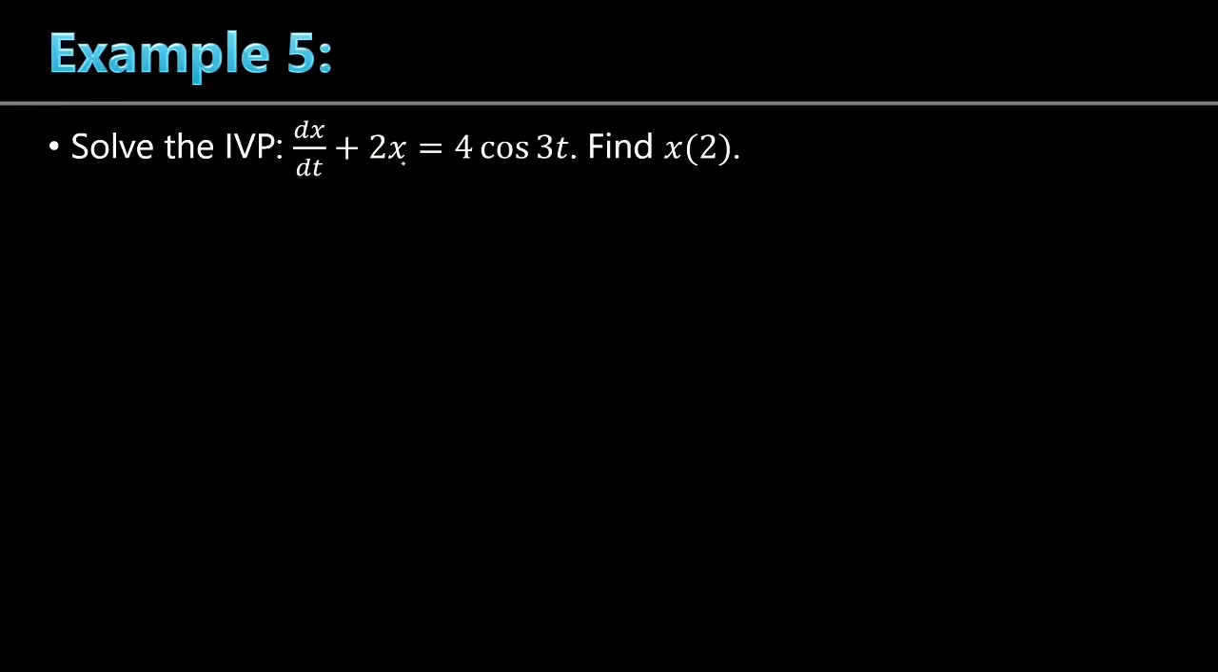dx over dt plus 2x equals 4 cosine 3t. Ay, hindi pa siya natapos doon. Find x of 2 daw. Palitan ko na lang yan, ha? Gawin ko na lang x of 0 equals 2. Kasi initial. And then, halimbawa, find x of 2. Yan. Okay? Inayos ko na.